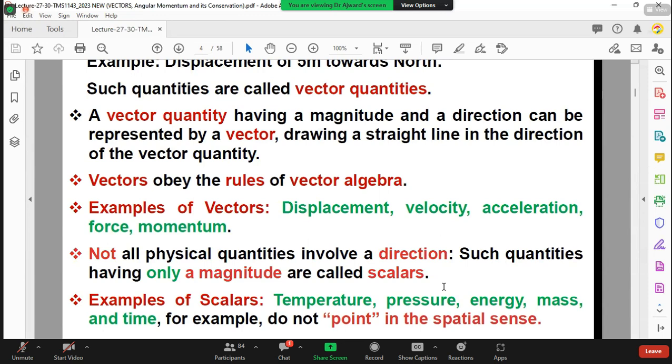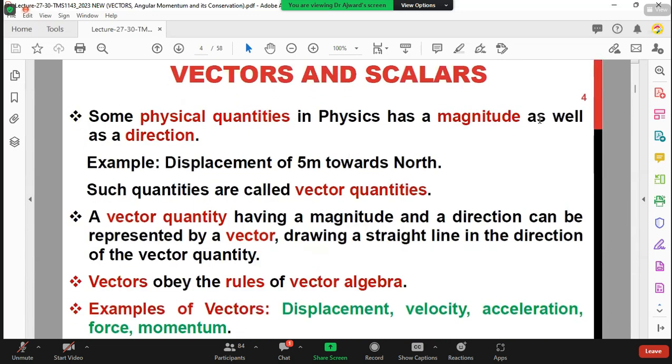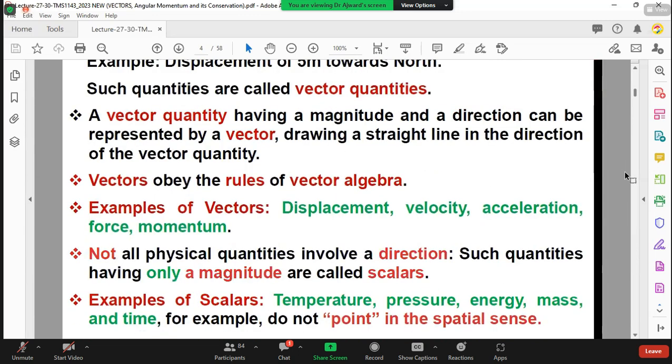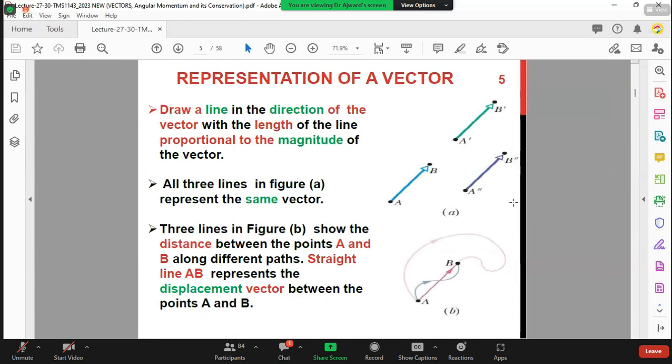Any questions? All good? So this is on vectors and scalars. All right. Maybe I have to make it a little bit smaller. Okay, there you go. All right.